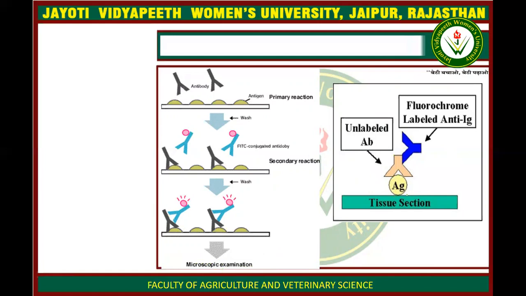So simply, we can understand that this is the antigen, and an antibody will bind to it, and to this antibody a secondary anti-antibody will bind, which contains a fluorochrome. When the fluorochrome binds to this antibody, it will emit light, and after the emission of the light, we can detect the presence of a particular kind of antigen.